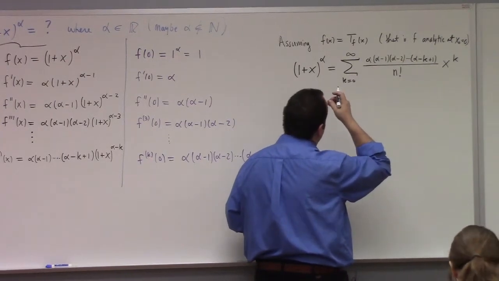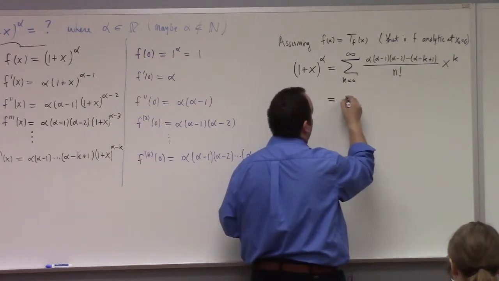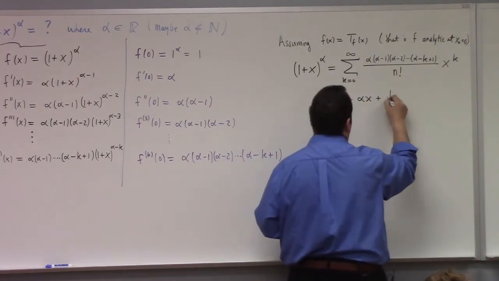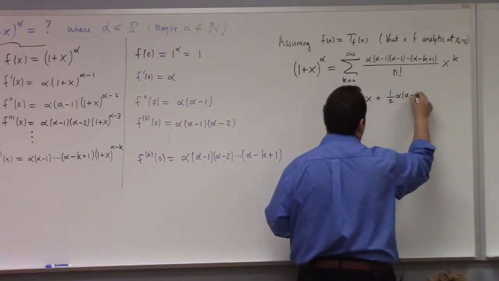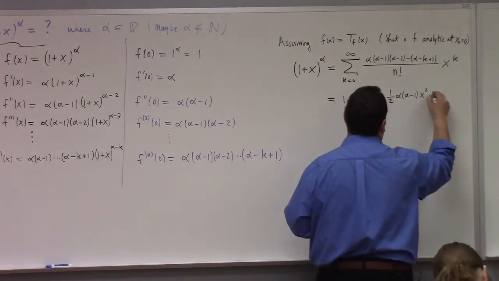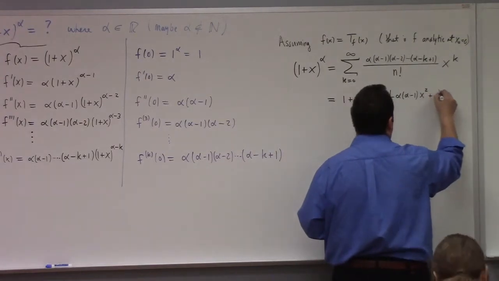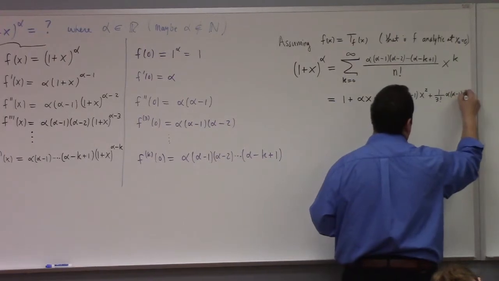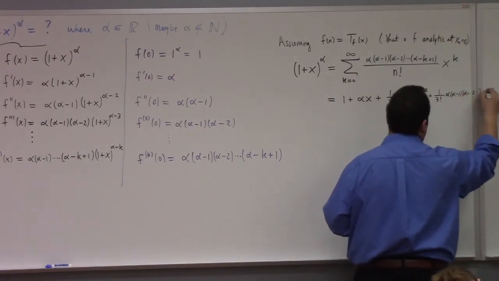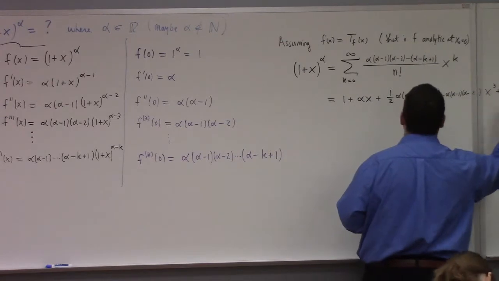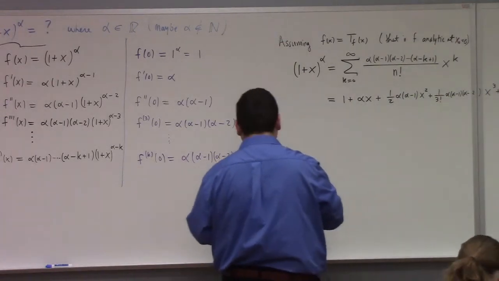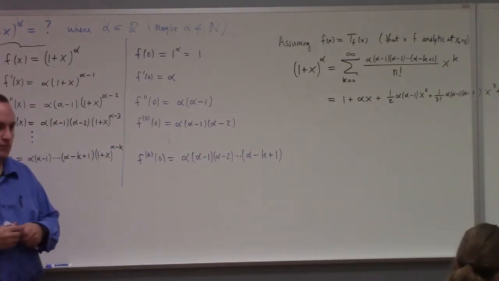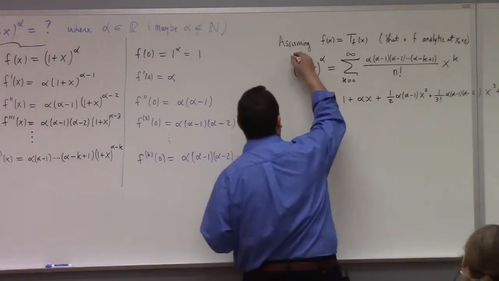The first three terms in this are 1 plus alpha x plus 1/2 alpha times alpha minus 1 x squared. And then what's next? This is the first four terms: 1/3 factorial alpha times alpha minus 1 times alpha minus 2 x cubed plus dot, dot, dot. So, any questions?